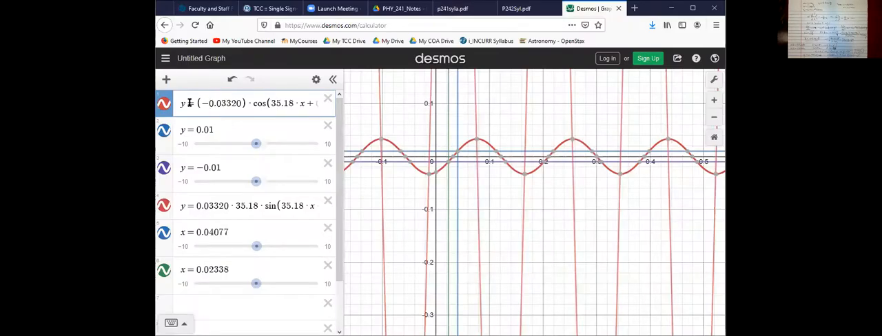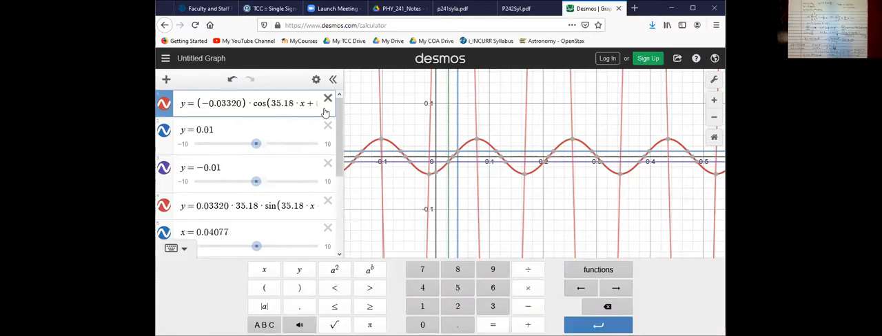Okay, so we're going to use Desmos. And what I did was I actually plotted, this is actually y equal to negative the amplitude times the cosine of, you can see it's actually cosine. If I move the cursor over, you see it's omega t plus phi, right? So that's the actual red line. The red line is the actual x as a function of t.